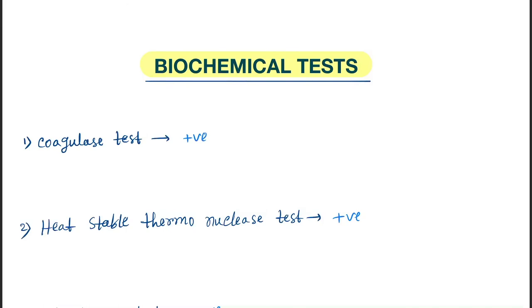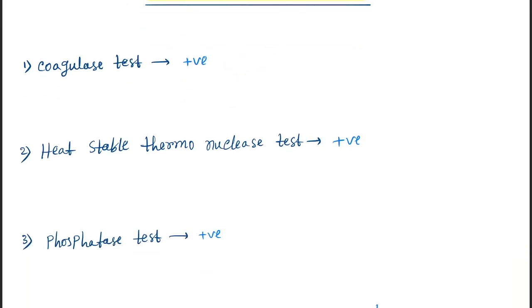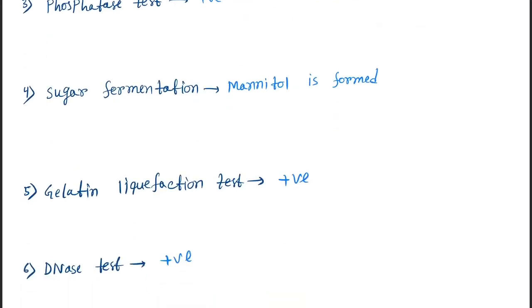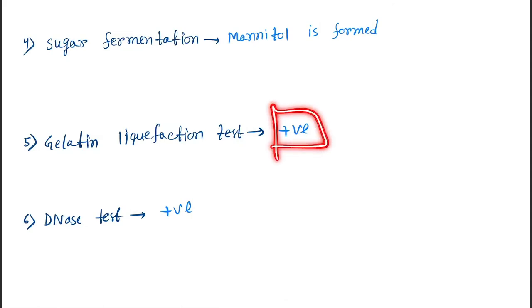Next are the biochemical tests. The coagulase test is positive. The heat stable thermonuclease test is positive. The phosphatase test is positive. In sugar fermentation, only mannitol is fermented. The gelatin liquefaction test is positive, and DNase is positive.